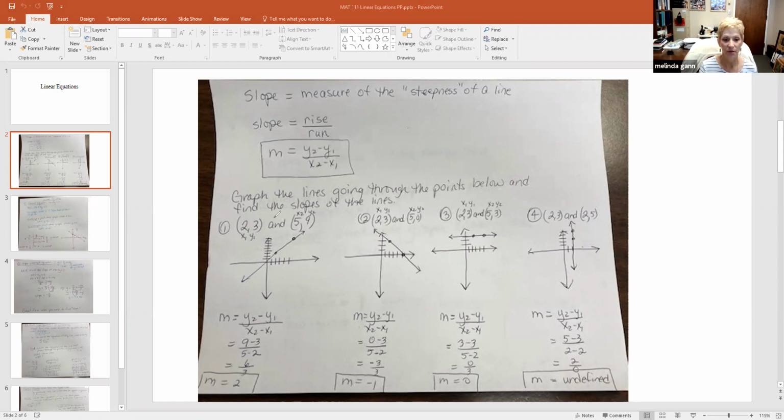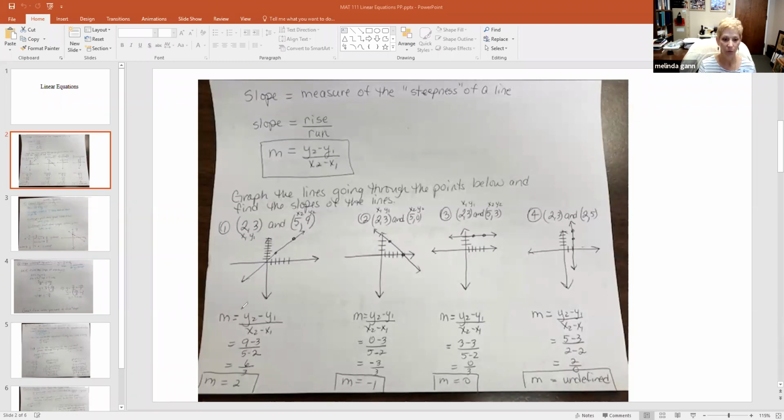So I just gave you some different situations. I told you to graph the lines going through the points below and then find the slopes of the lines that you drew. The first pair was 2, 3, and 5, 9. I graphed the points 2, 3 and 5, 9, and then I drew the line that went through them. Now what's the slope of that line? Well, if you're careless like me, you're better off labeling one point x1, y1 and the other x2, y2. That just means the x and y on point 1 and the x and y on point 2. It saves you from making careless errors.